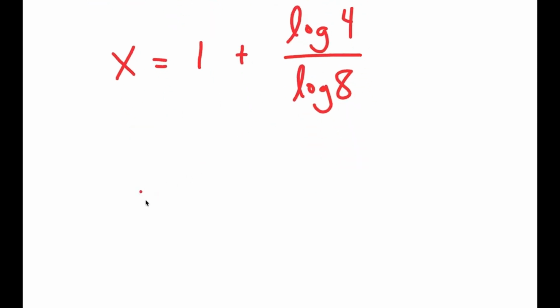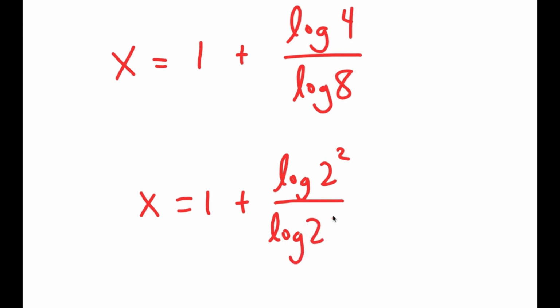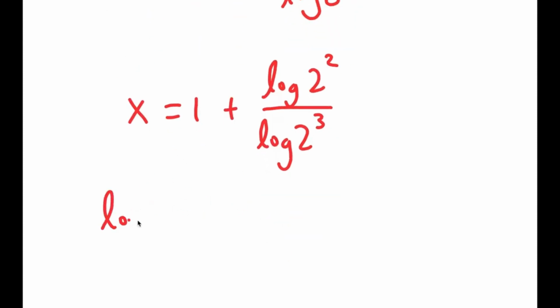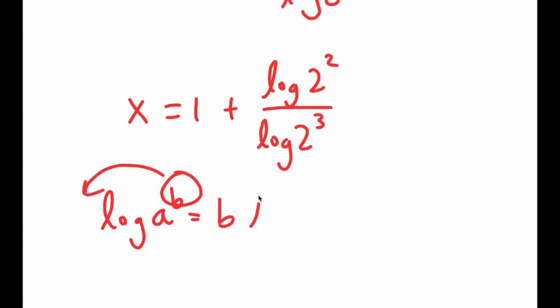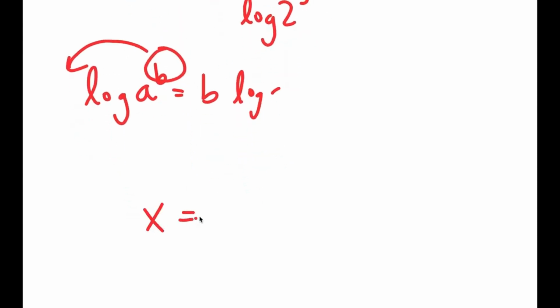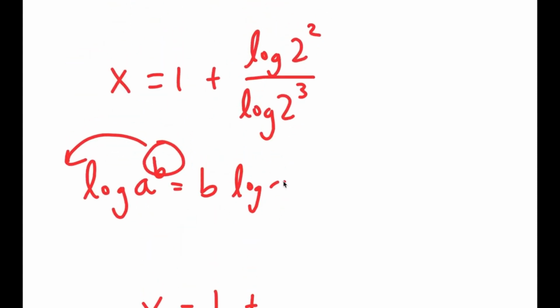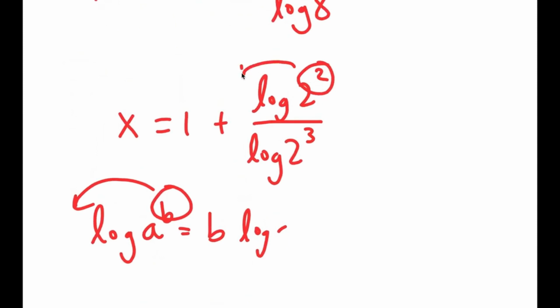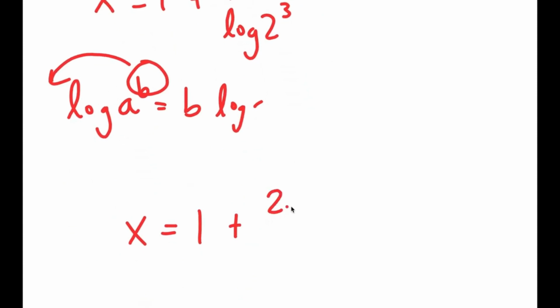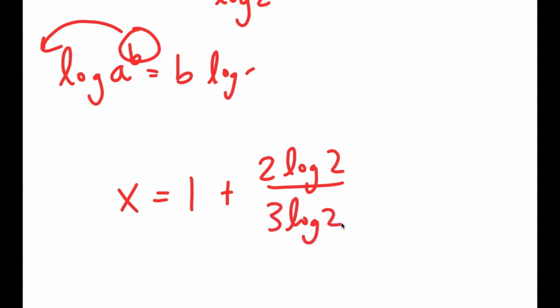Now, log of 4 is the same thing as log of 2 squared. And log of 8 is the same thing as log of 2 to the power of 3. So now if I have something in the form log of a to the power of b, again, I can move b to the front, so it's going to be b times log a. So that's exactly what I'm going to do with both of these. So I get x is equal to 1 plus, I can move the 2 to the front. So 2 times log 2 over the same thing with 3, so 3 times log 2.